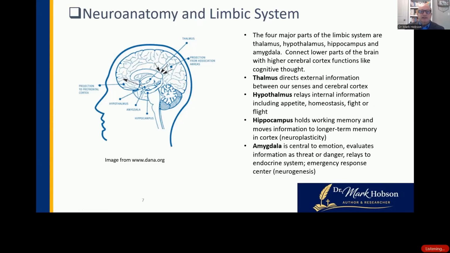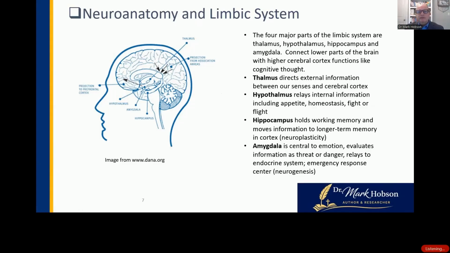The thalamus directs external information between our senses and our cerebral cortex. The hypothalamus relays internal information including appetite, homeostasis, or that fight or flight feeling. The hippocampus holds working memory and moves information to long-term memory in the cortex, also known as neuroplasticity. And the amygdala is central to emotion.